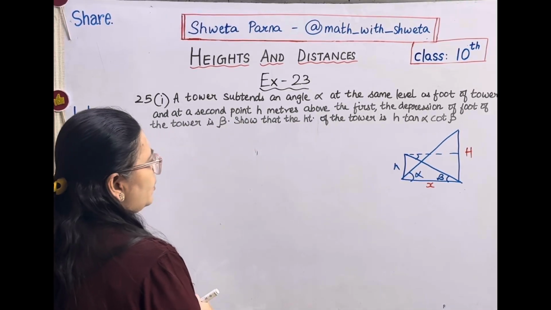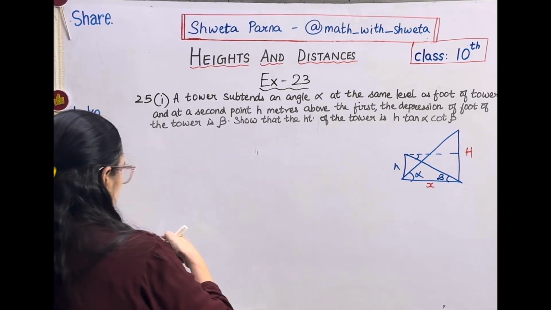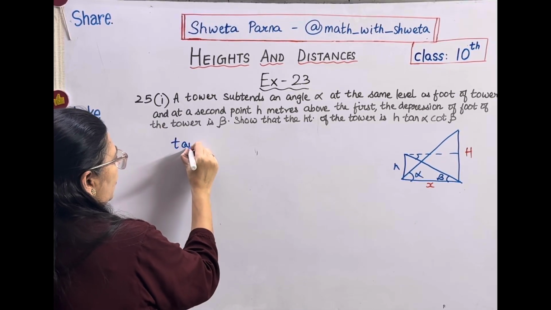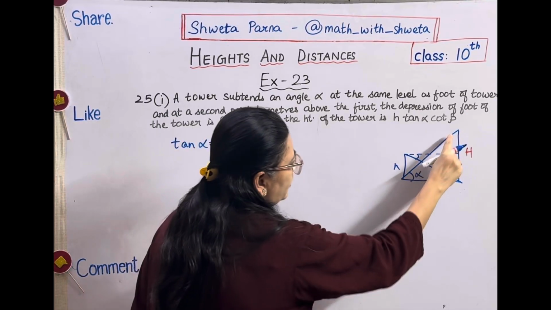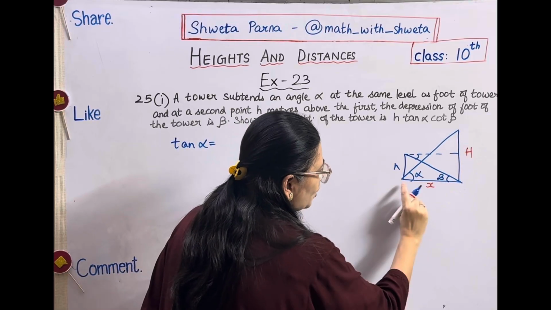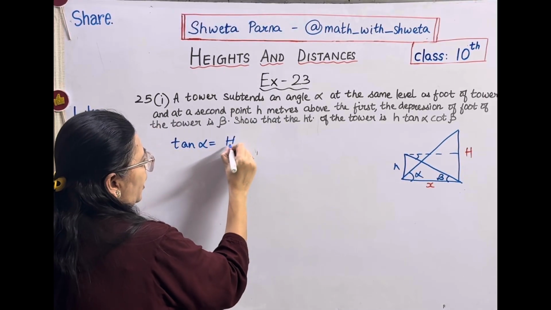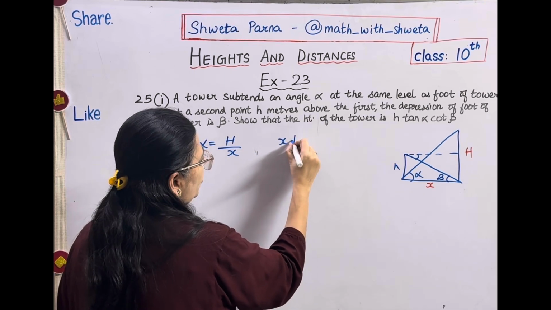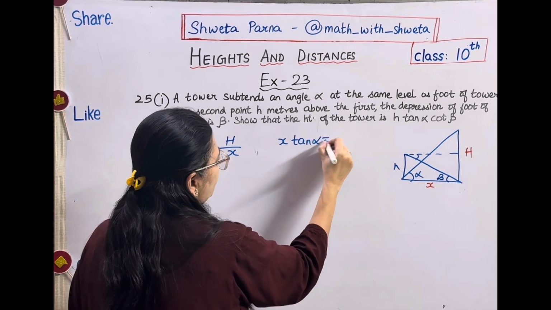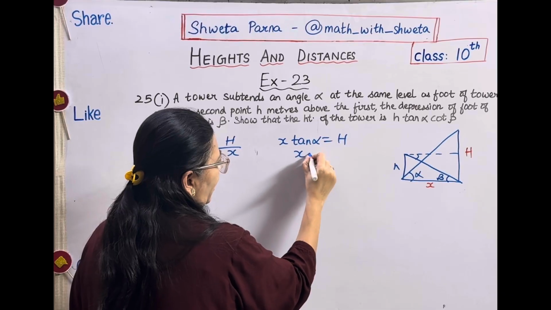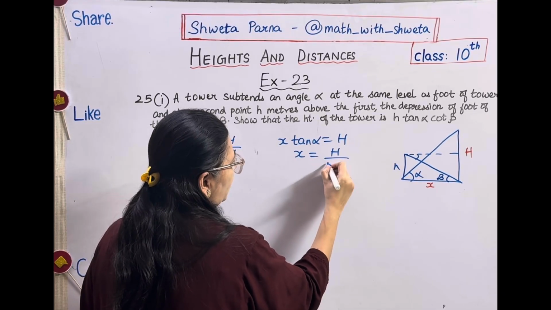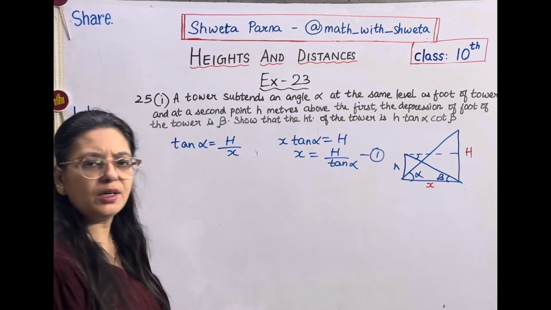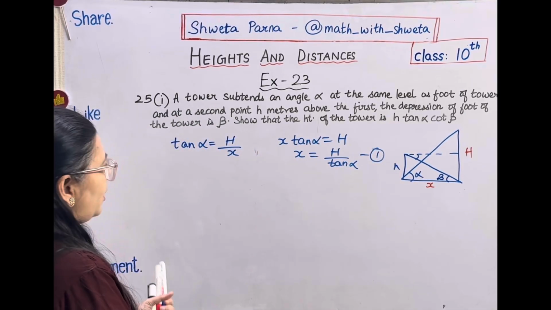Okay. Let's solve this. So first you are going to take tan alpha. What is tan alpha? This triangle. It is h upon x. H upon x. Cross multiply x into tan alpha is equal to h. So x is equal to h upon tan alpha. This becomes your first part of the equation. Now let's go to the next one.